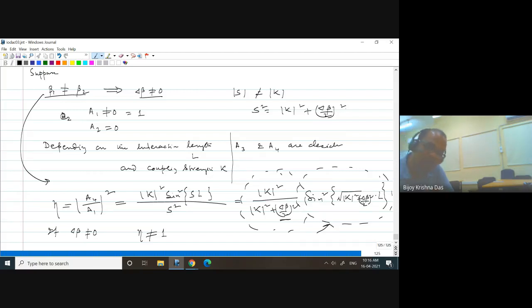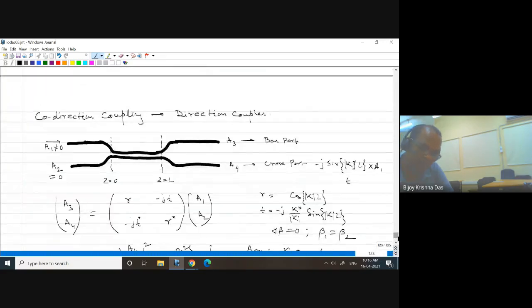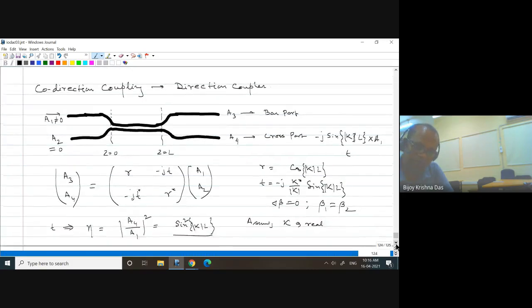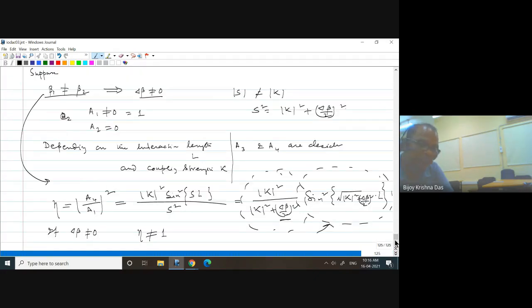But whenever delta beta is equal to 0, as we discussed in the previous slide, then your eta can be equal to 1, and maximum power transfer can take place. And if you keep on increasing the length, then power will reverse back to the first waveguide. Okay, is this clear? Any question?